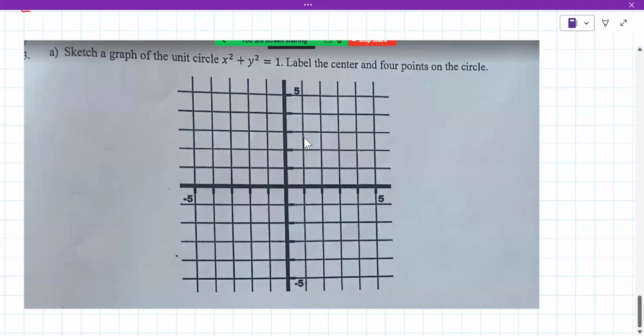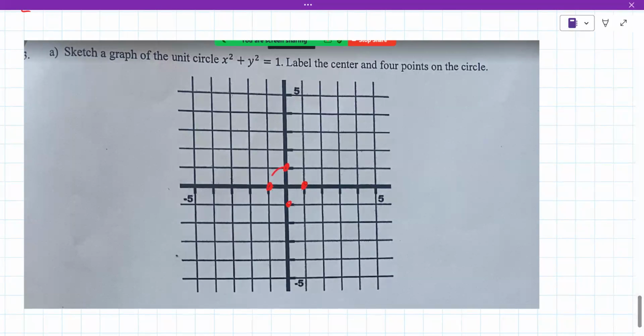Okay, sketch a graph of the unit circle. X squared plus y squared equals 1. Do you have any remembrance of what the unit circle looks like? Isn't it just, I'm forgetting if it's by 2 or by 1, but I'm pretty sure it's just (1, 0), (0, 1), (-1, 0), and (0, -1).